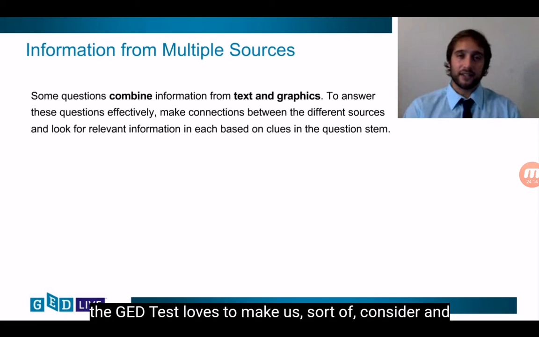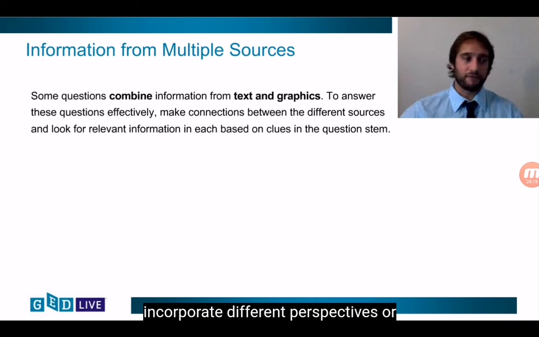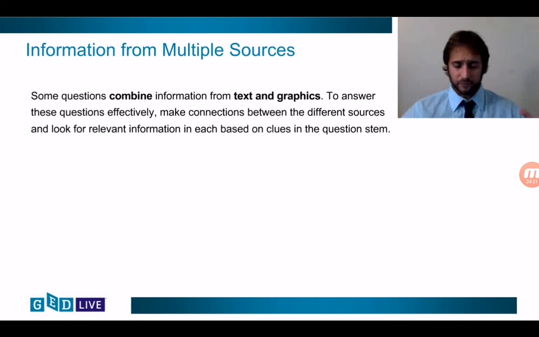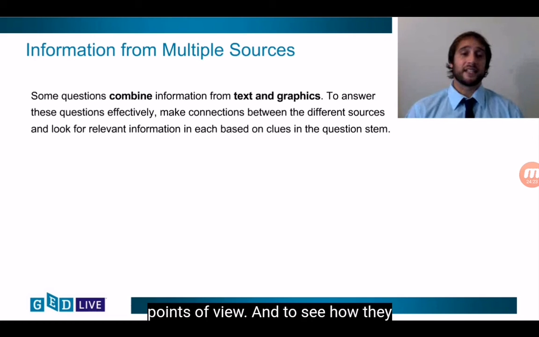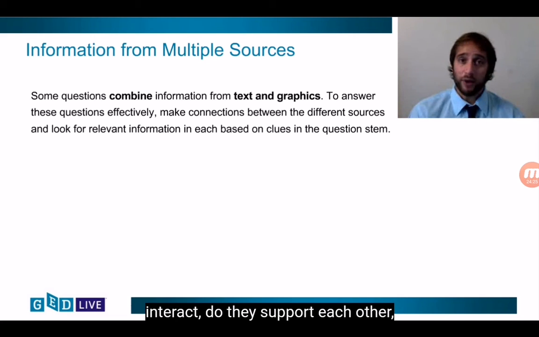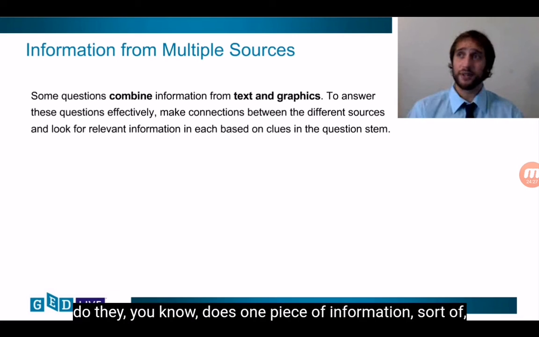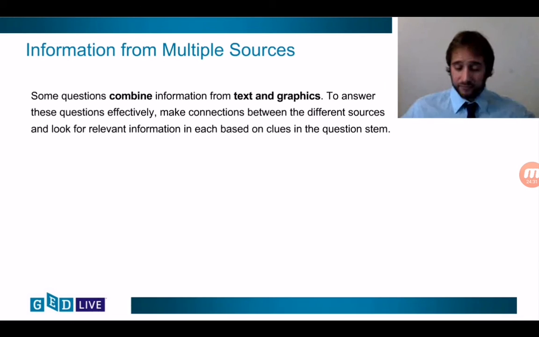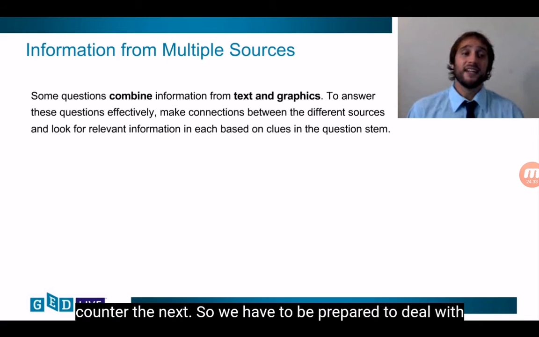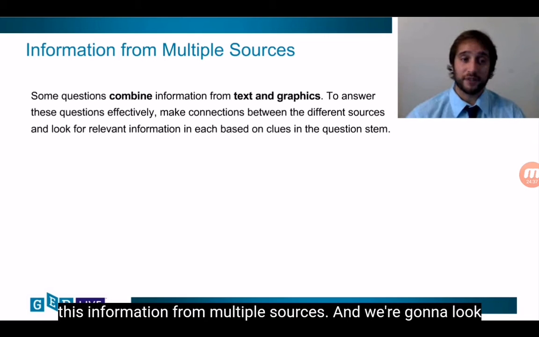The GED test loves to make us consider and incorporate different perspectives or points of view and see how they interact. Do they support each other? Does one piece of information counter the next? So we have to be prepared to deal with this information from multiple sources.